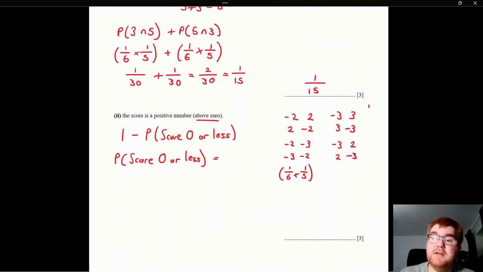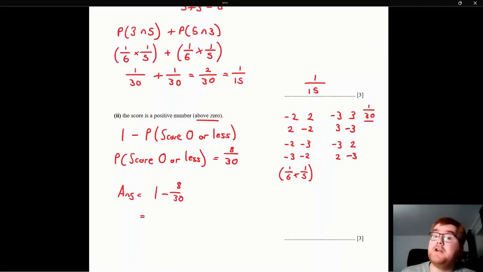So each of these combinations has a 1 in 30 chance of occurring. So we've got 8 of these, so the probability will be 8 over 30. Notice, much fewer than working the other way round. So our answer here is going to be 1 minus 8 over 30.